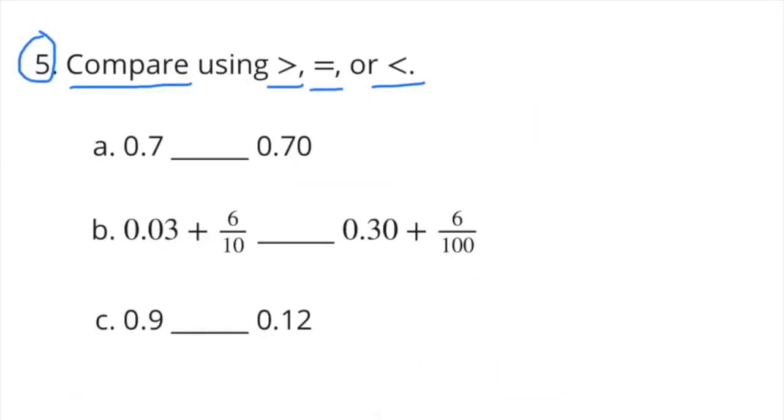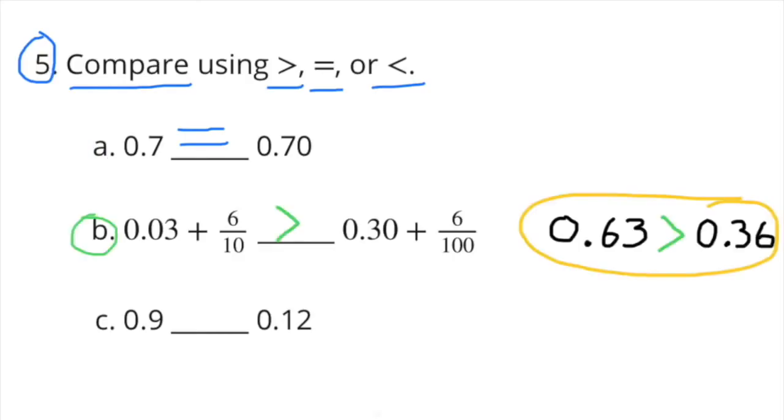Number 5. Compare using greater than, equal to, or less than symbols. A. 7/10 is equal to 70 hundredths. B. 3 hundredths plus 6/10 is greater than 30 hundredths plus 6 hundredths. C. 9/10 is greater than 12 hundredths.